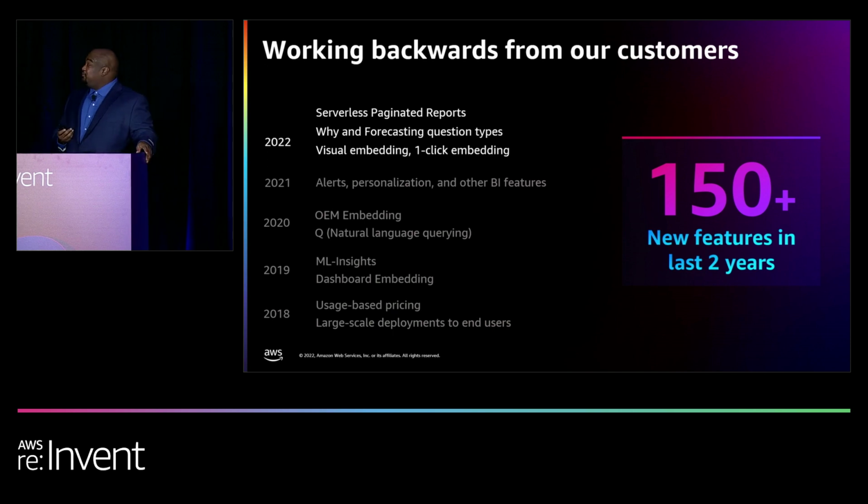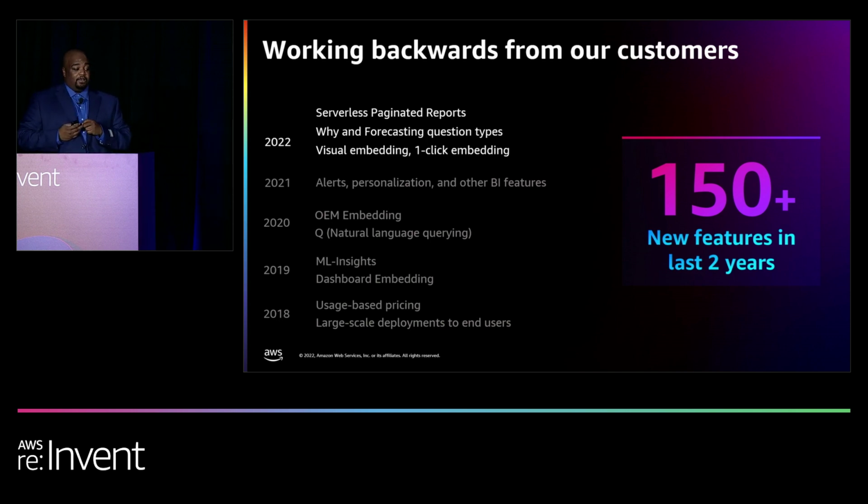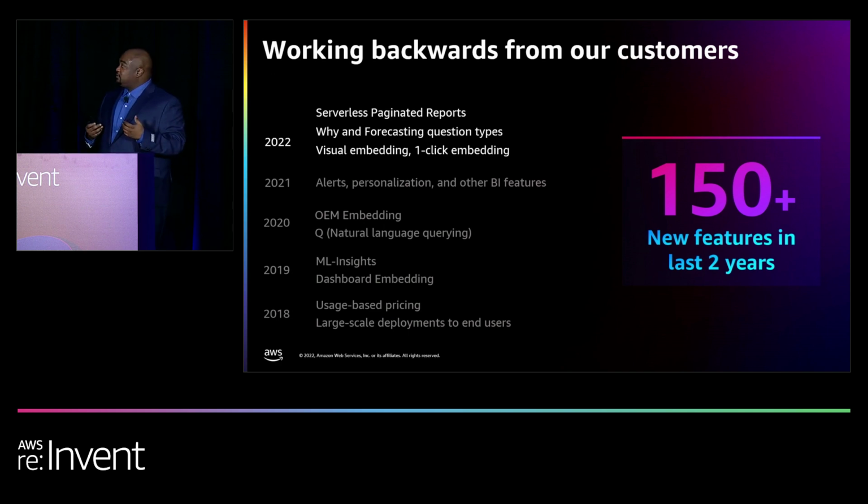The pace of innovation has been pretty incredible over the last 2 years, 150-plus features. And I think since Jesse and I both started, probably around 500 features over the last 5 years, so it's been incredible. Not to steal the thunder, but we're going to talk about serverless paginated reporting as well. We're going to get into some of the next-best functionality around the why and forecasting from a QuickSight perspective, and also visual-based embedding in a one-click fashion.